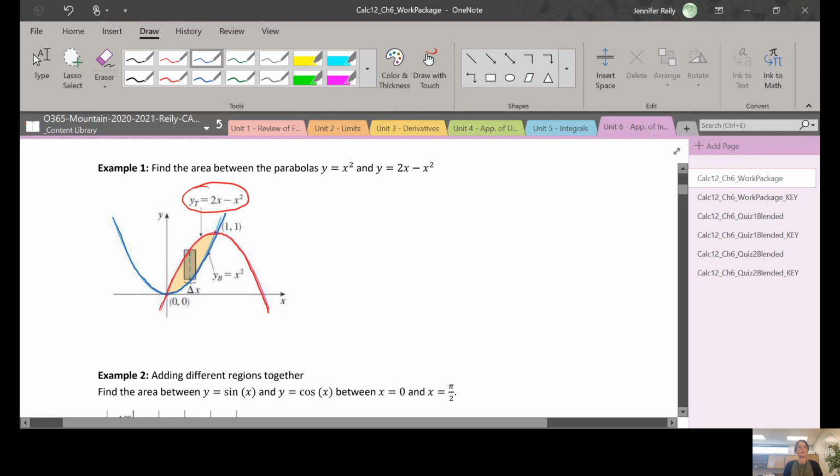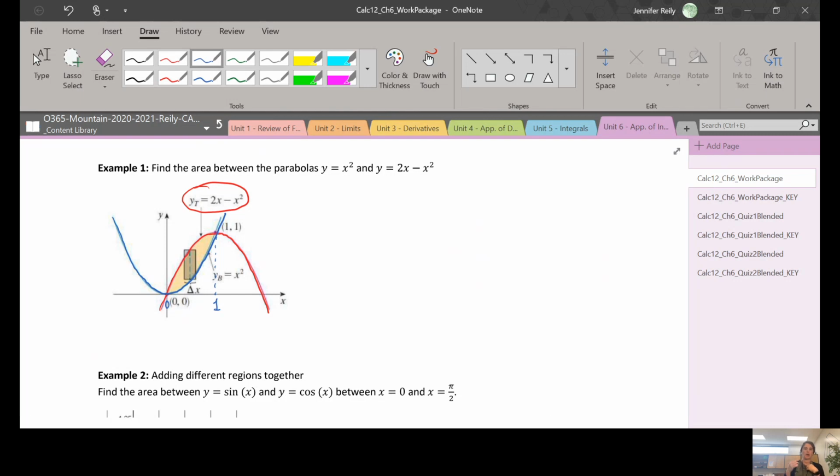It doesn't give us bounds though. So in this case, we need to look at where they intersect in order to find the bounds for our integral. So we can see they intersect at 0 and at 1, because that point is labeled 1, 1. So we're going to integrate from 0 to 1 of y top minus y bottom, and that'll give us that yellow shaded area in between the curves.